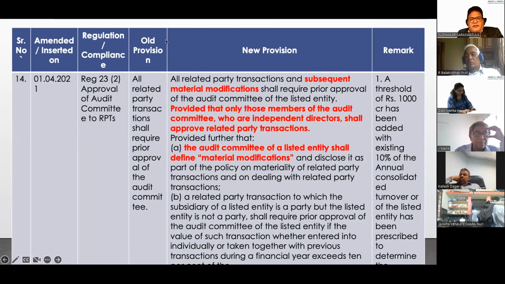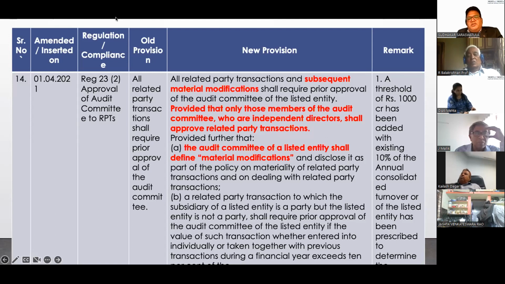Third thing is that executive directors, though they are not voting on the transaction, will not be counted for the purpose of quorum. Is it so that they cannot even participate in the discussion or debate? That is another question that has come. Can they participate in the discussion or debate?